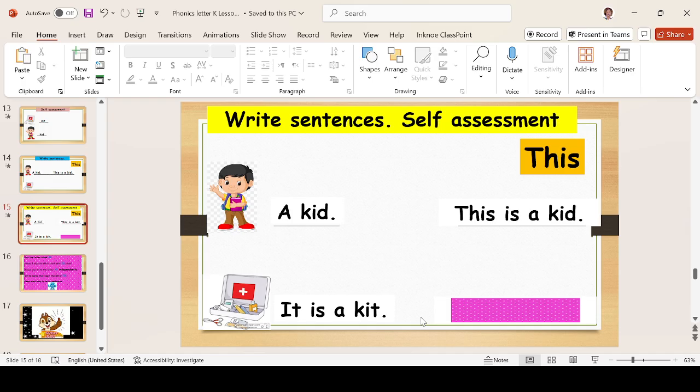Very good. Now the last one, let's check. This is a kit. Uppercase, finger space, and full stop. And also check the spellings. Did you write it exactly as it is here? And please try to write your letters sitting on the lines. Okay, thank you so much. Good.